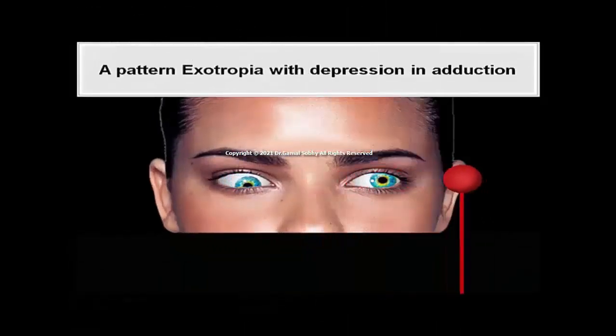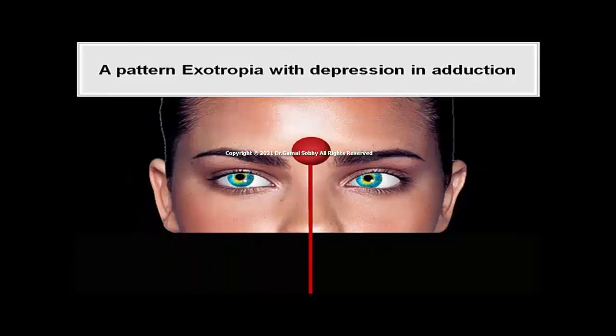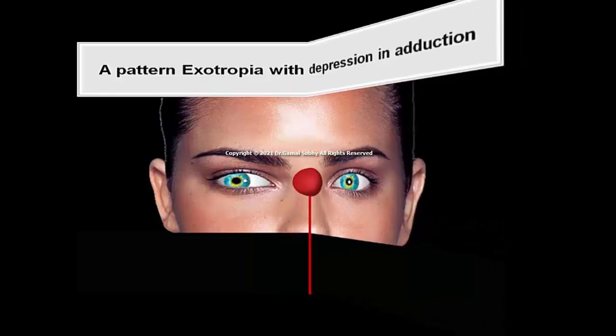In A pattern exotropia with depression in adduction, tenectomy of both superior oblique tendons will lead to a predictable decrease of the deviation in downward gaze. If only a small exodeviation in primary position and upward gaze is present, this procedure may be sufficient. Otherwise, horizontal surgery must also be performed.